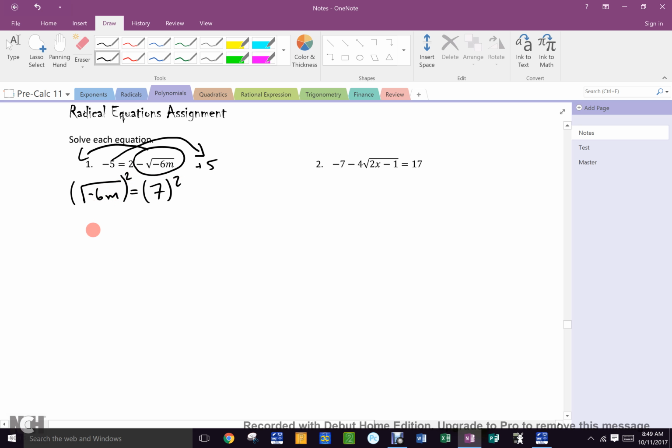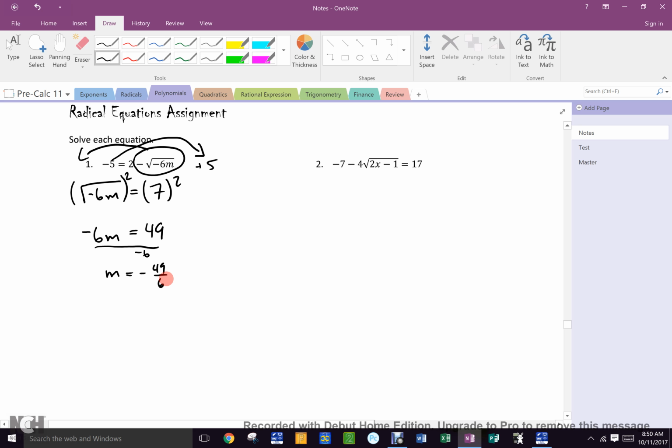What's on this side? Not 6m. Negative 6m equals what? 49. Now, are all our radicals gone? And there's no factoring, so we're doing algebra, yes? According to algebra, what's our last step? Divide by negative 6. So m equals negative 49 sixths.